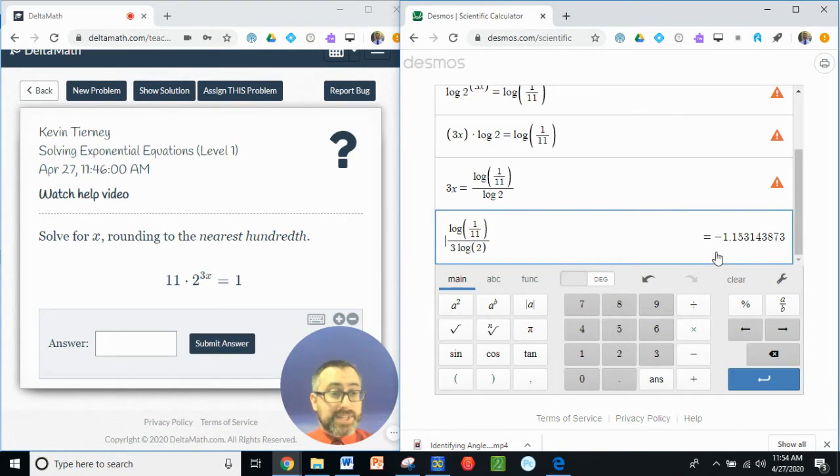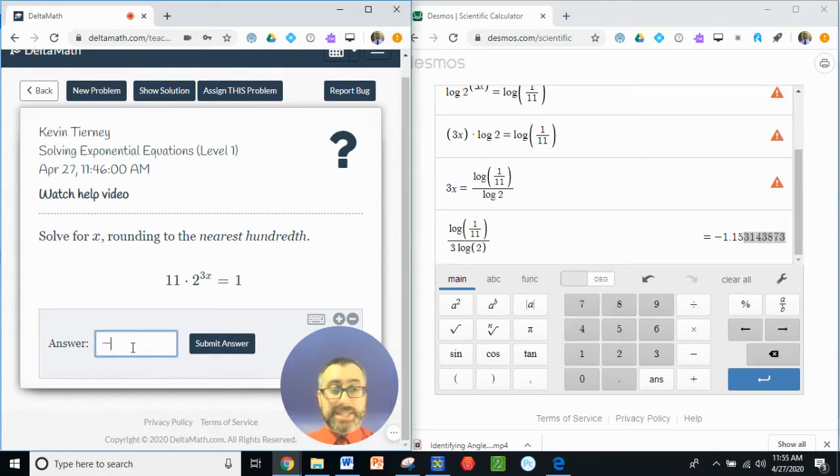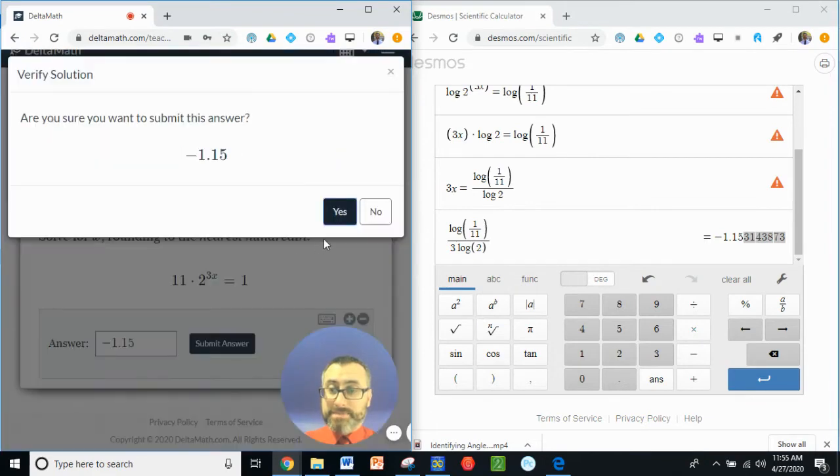My final answer is negative 1.153143873. But we should round that. How precise did we want to be? To the nearest hundredth. So I can notice that I've got this negative 1.15. I can cut off the rest. That 3 didn't change too much. So I'll leave my answer as negative 1.15 and submit.